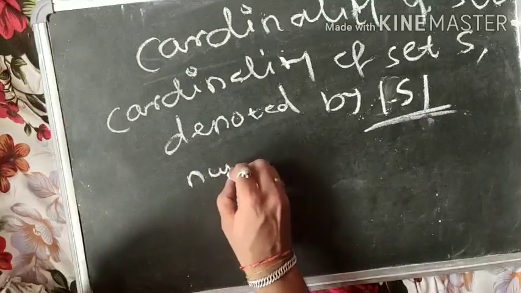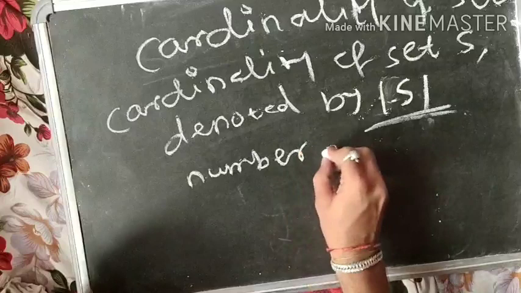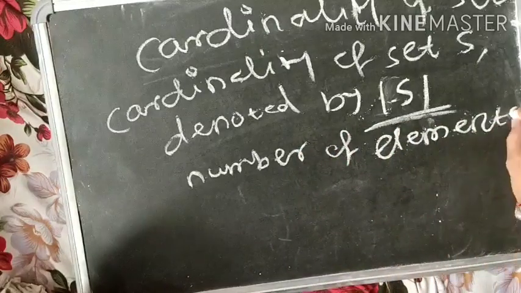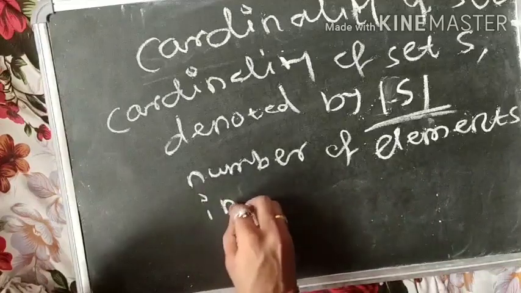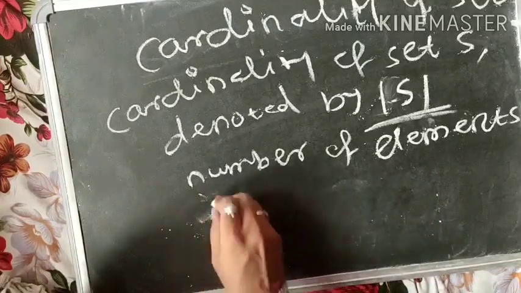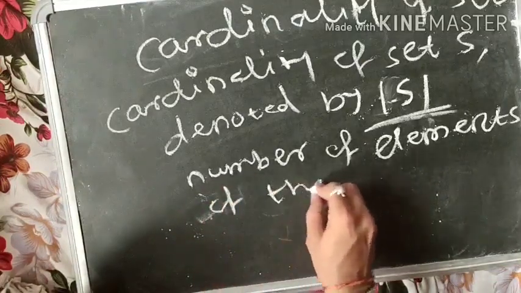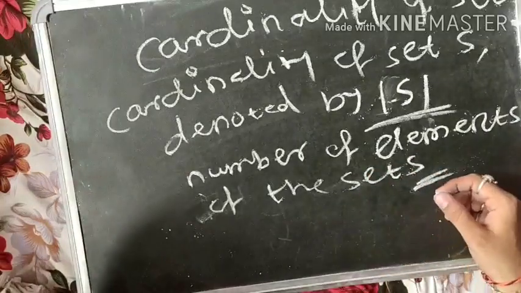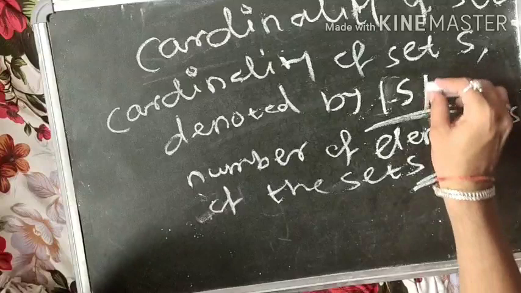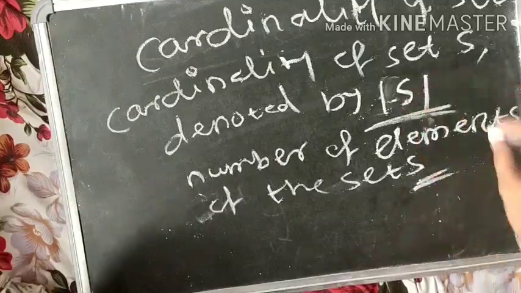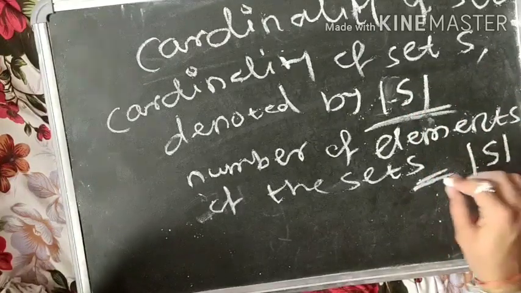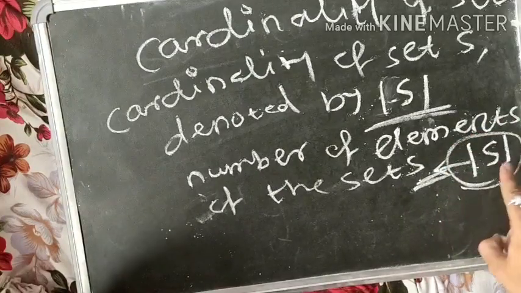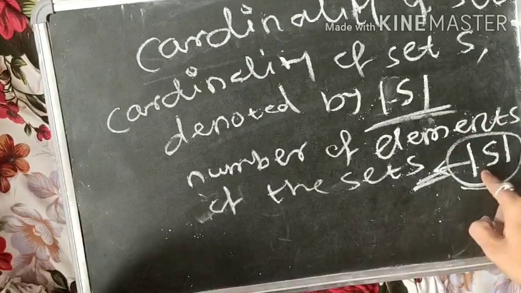The number of elements of the set S, capital S. It means the total number of elements in the set. This is the cardinality of the given set S. We use this notation to denote the cardinality of a set.